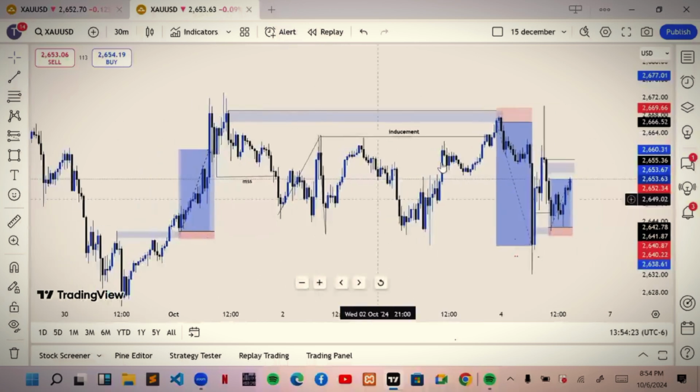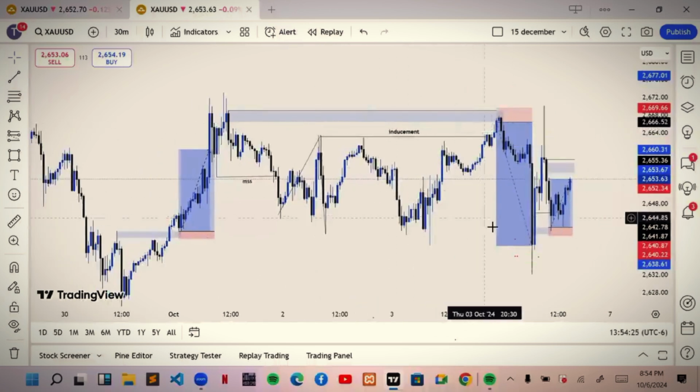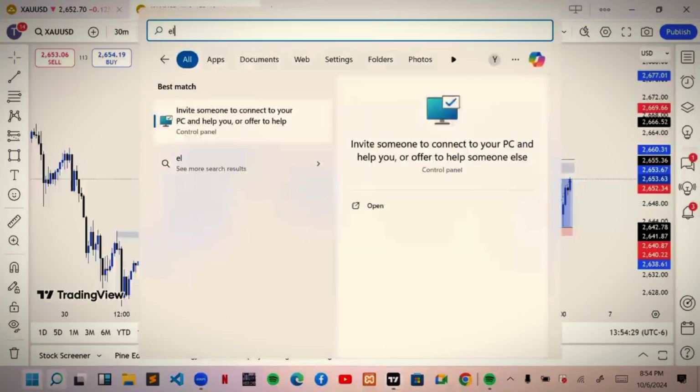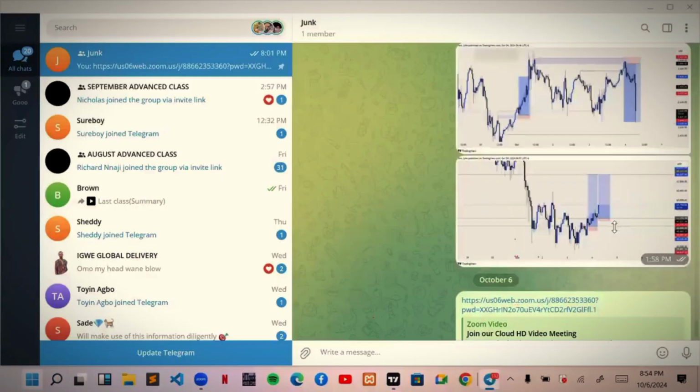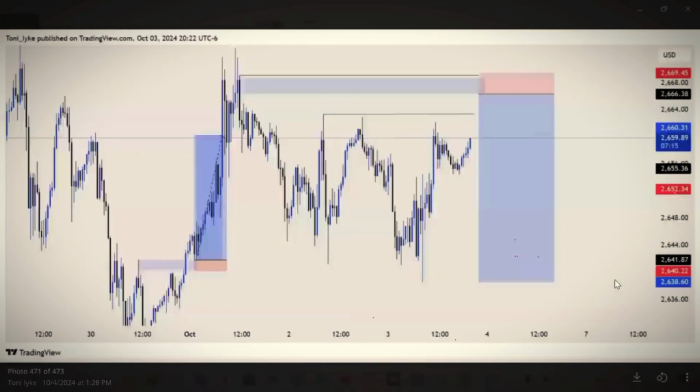And what did the market do? The market eventually tapped into this order block and continued selling. So let me see if I can find the time I made this analysis. So this was the trade. Can you see? I saw my market structure shift, I saw my inducement, and I marked my order block.